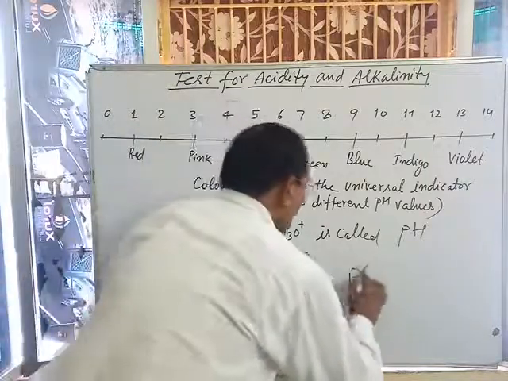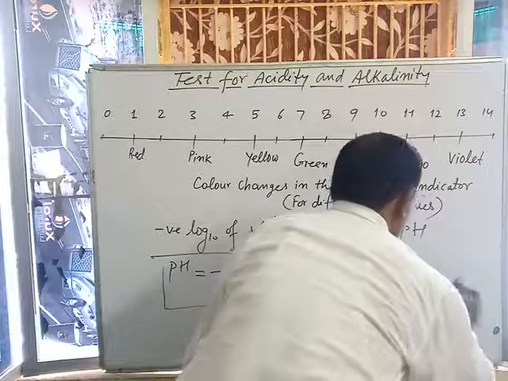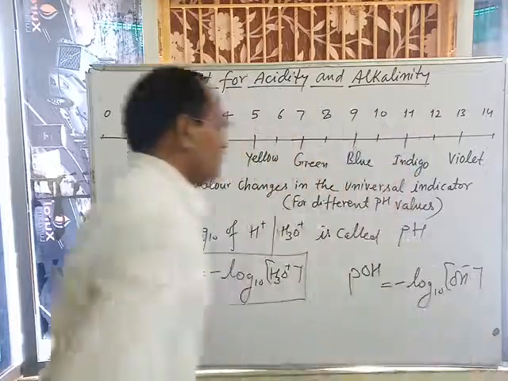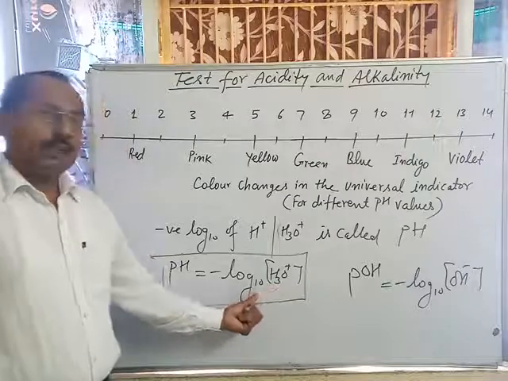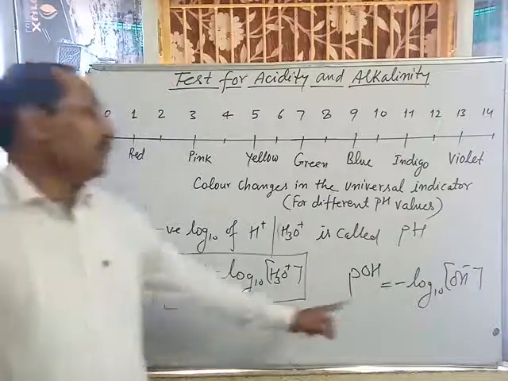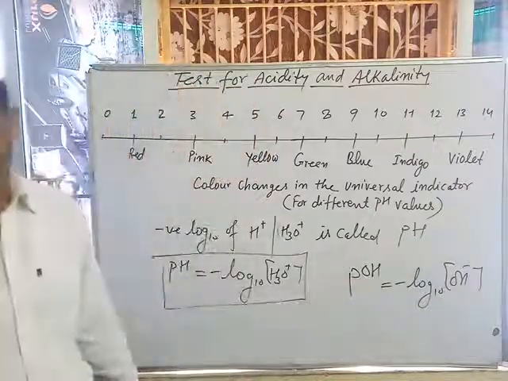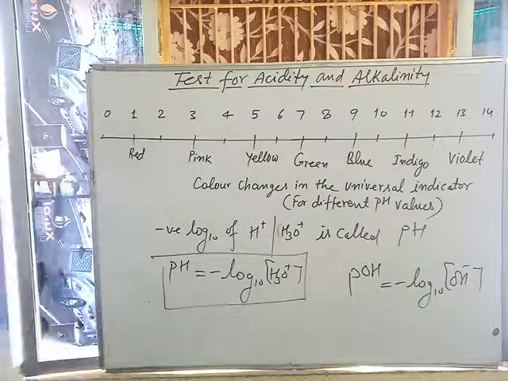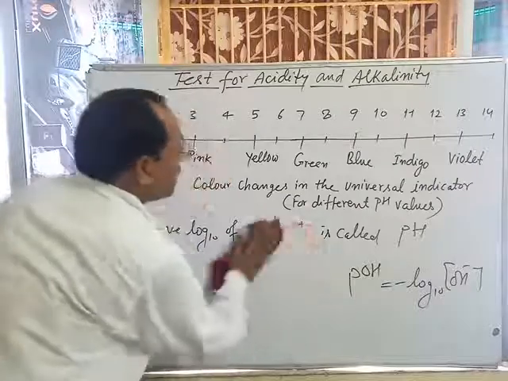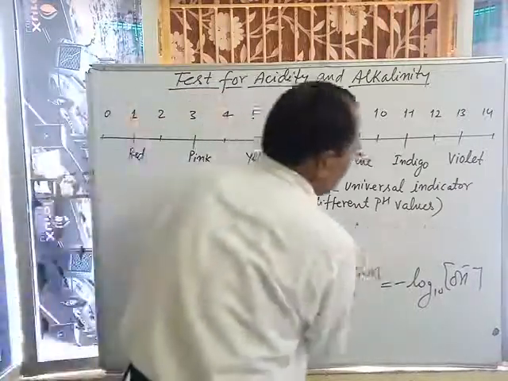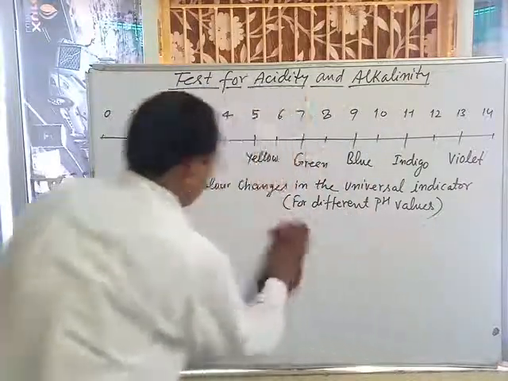Similarly, pOH can be defined as minus log of hydroxide ion concentration. It means the negative log of the hydronium ion concentration to the base 10 is called pH, and the negative log of the hydroxide ion concentration to the base 10 is called pOH. A solution can be identified as acid or base by the use of this concept, that is, pH.